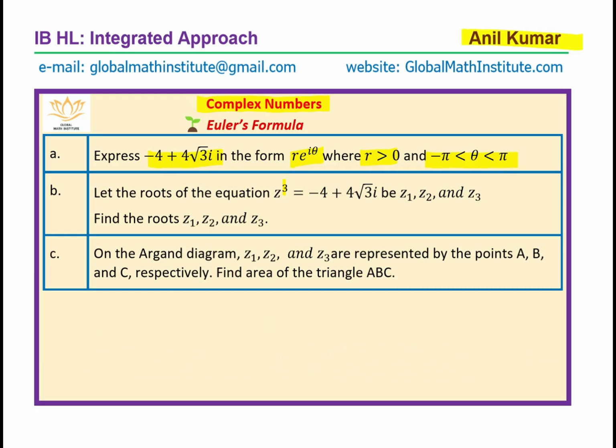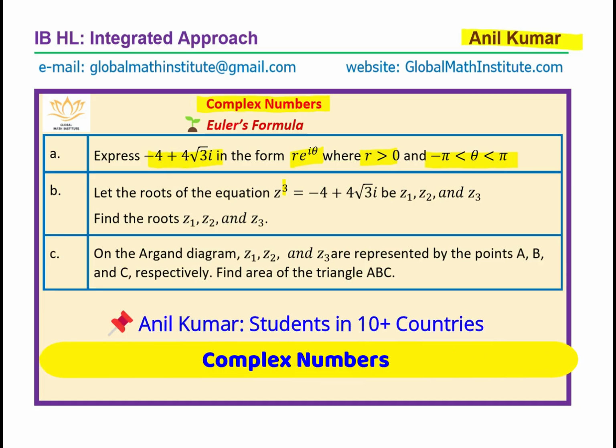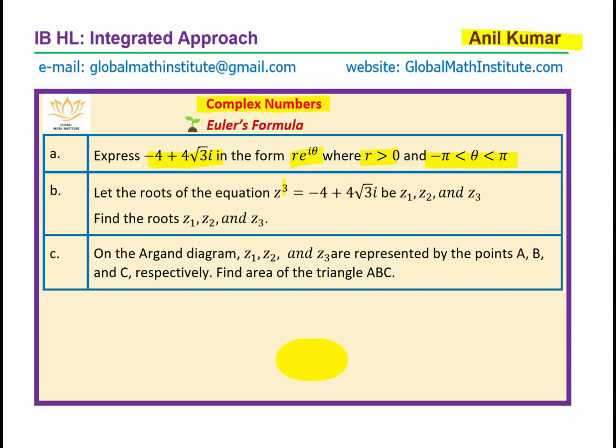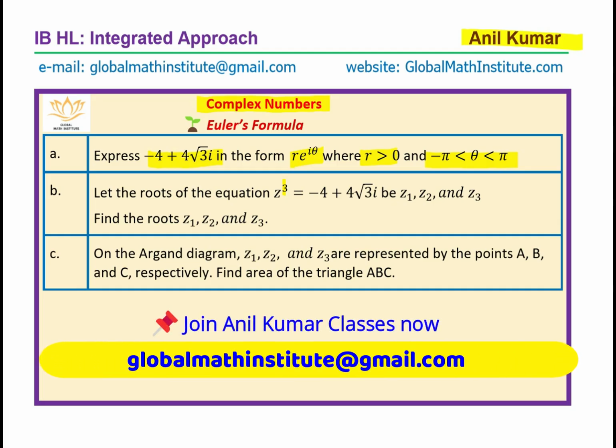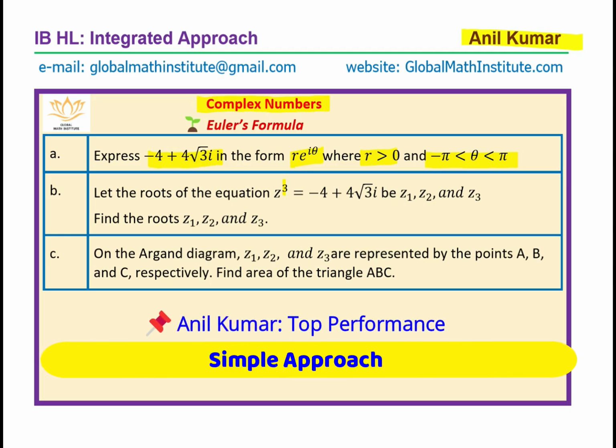Let the roots of the equation z³ = -4 + 4√3i be z1, z2 and z3. We need to then find the three roots. Once we find the roots, on the Argand diagram, z1, z2 and z3 are represented by the points A, B and C respectively. Find the area of the triangle ABC. Beautiful question. Once you go through the solution, all your concepts will be absolutely clear.